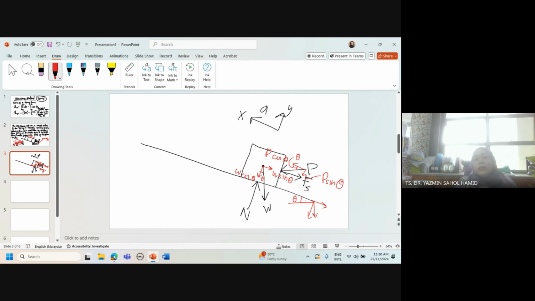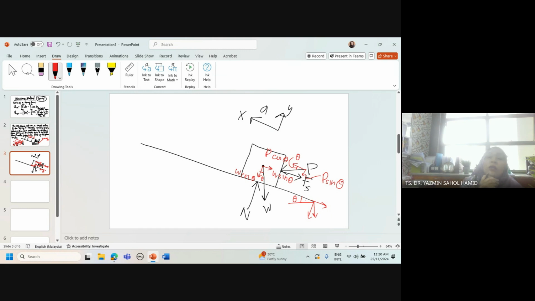So don't always assume the one in the horizontal is sine. It depends on where the theta is. So I know you memorize W sine theta, cos theta will be in that direction, but when you have a load P pointing in that direction it is different.